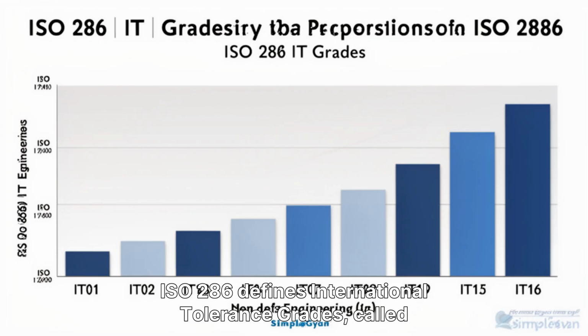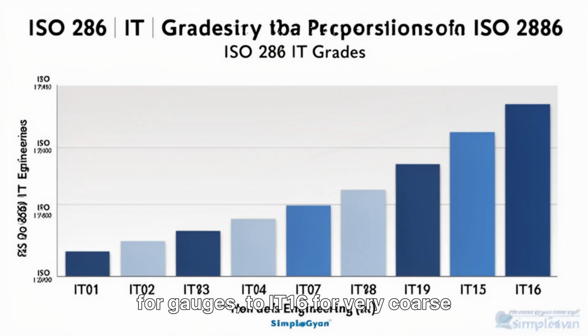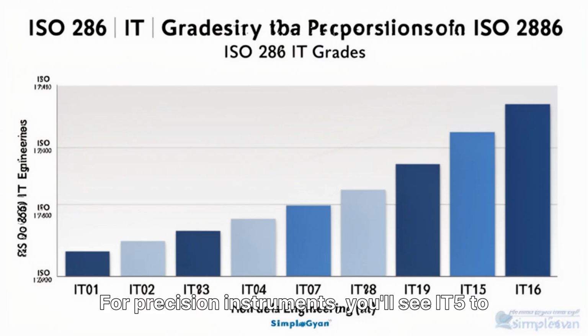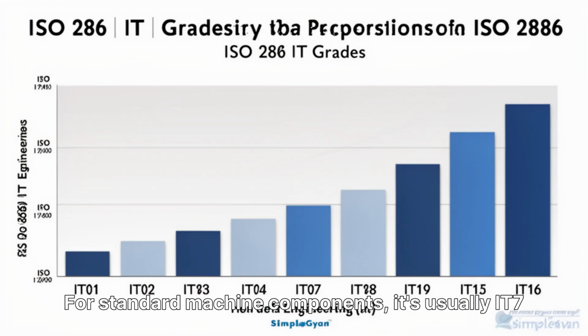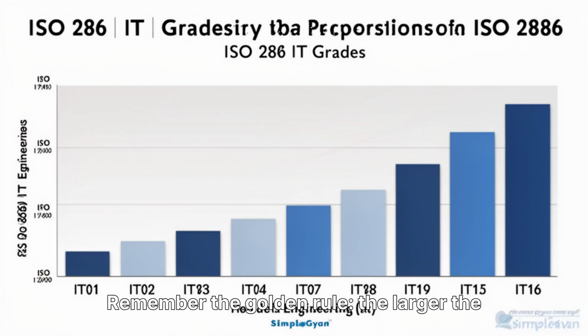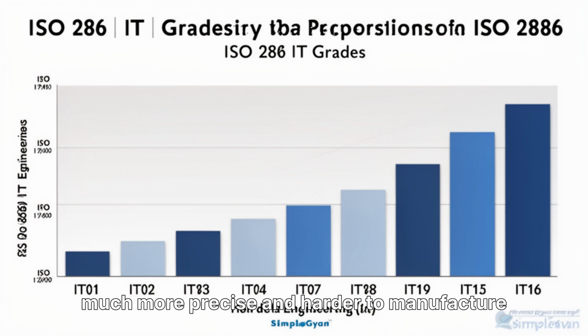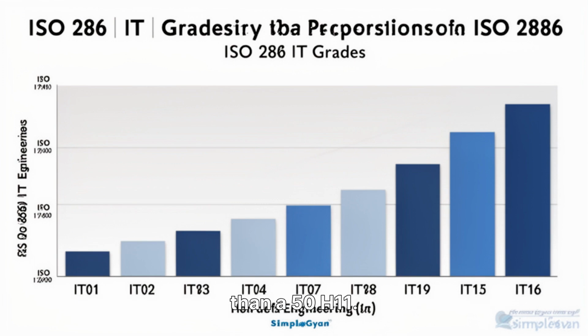ISO 286 defines international tolerance grades called IT grades. They range from IT 01, which is ultra-precision for gauges, to IT 16 for very coarse manufacturing. For precision instruments, you'll see IT 5 to IT 6. For standard machine components, it's usually IT 7 to IT 9. Remember the golden rule: the larger the IT number, the larger the tolerance. This means a 50 H7 fit is much more precise and harder to manufacture than a 50 H11.